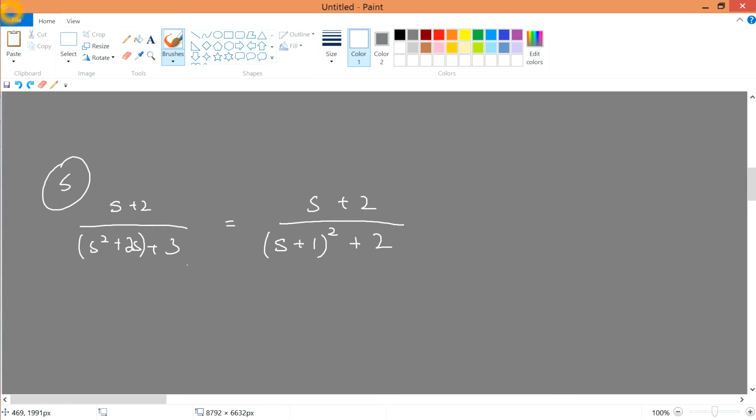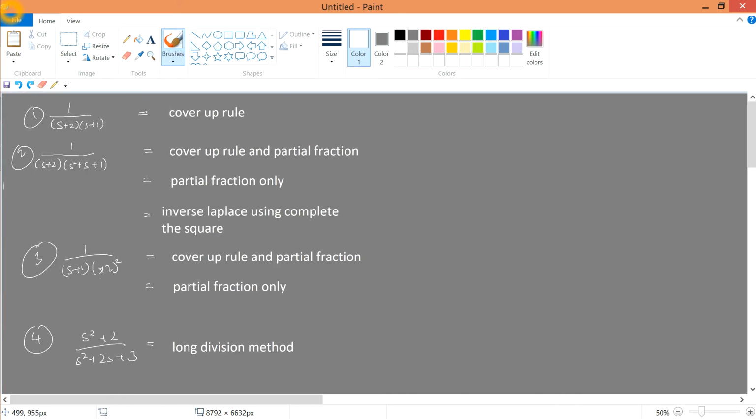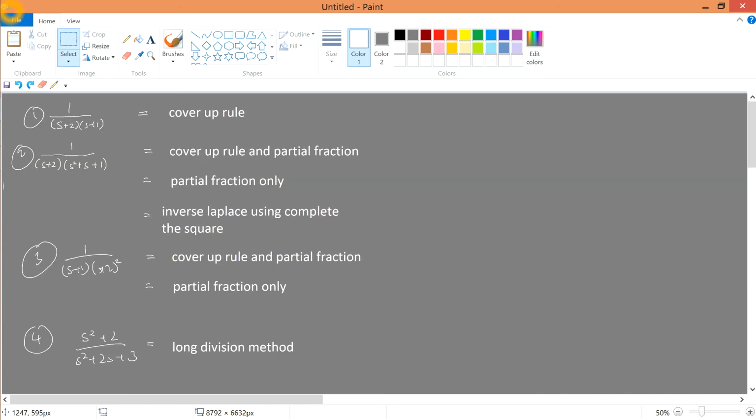So I'll end this here just to let you know, these are all the five general topics that are always tested in exams, and I hope that this is fairly useful. I hope I didn't confuse you or anything.